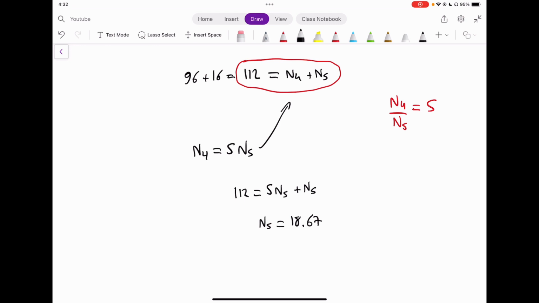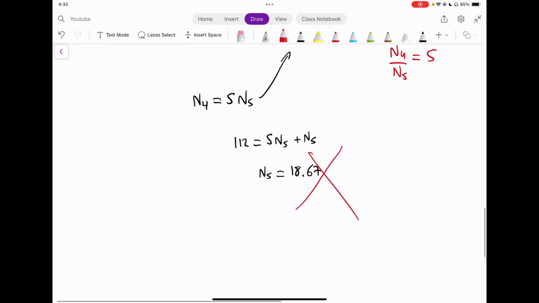The problem is that we can't have 18.67 teeth. We can't have a non-whole number of teeth. So this is completely wrong. We cannot do it this way. We have to change our number of teeth in all the gears. We can't just keep the 16 plus 96 that we had before. So we're going to have to use a technique called normalizing. Obviously you can do this by trial and error, but it would take a really long time. So another technique that you can use is called normalizing.